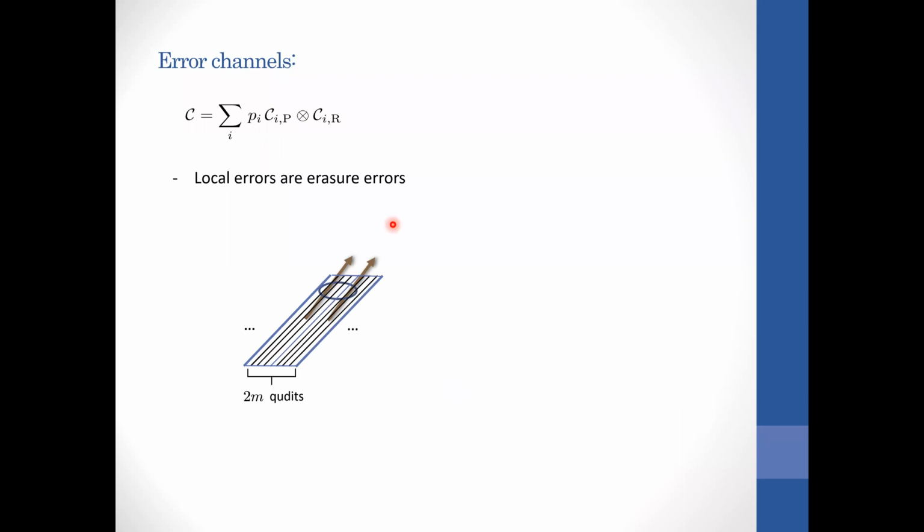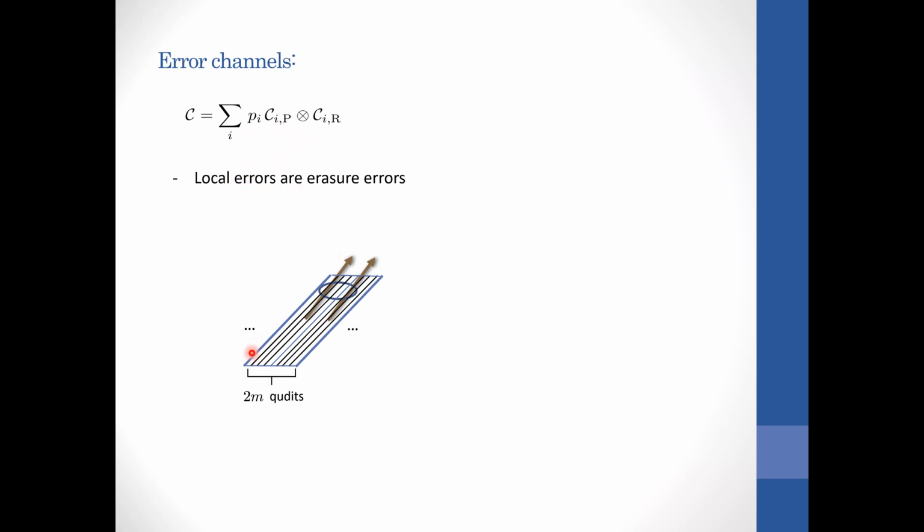So let's go there. What are the error models we'll consider in this paper? They are of the following form: some probability distribution over erasure errors on the reference frame and erasure errors on the physical qubits. So what are these local erasure errors?